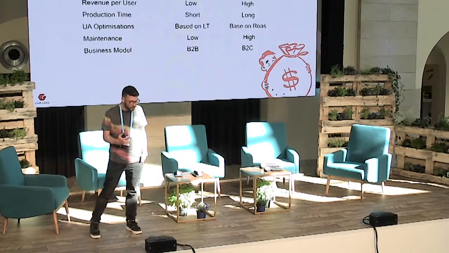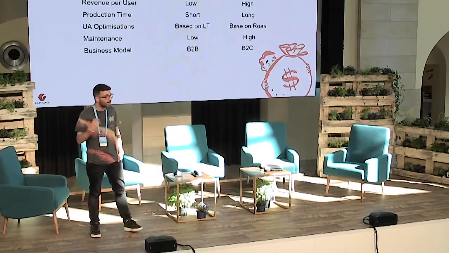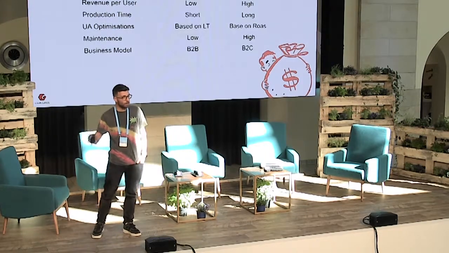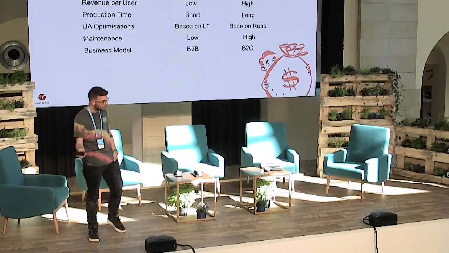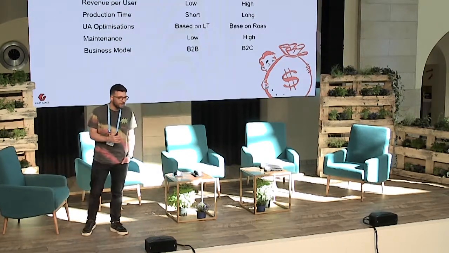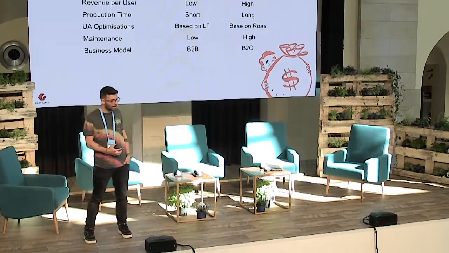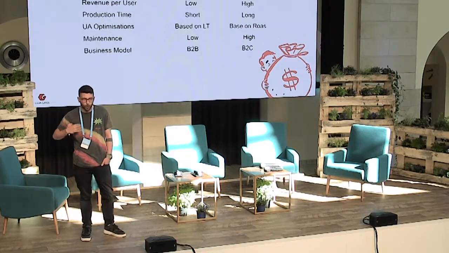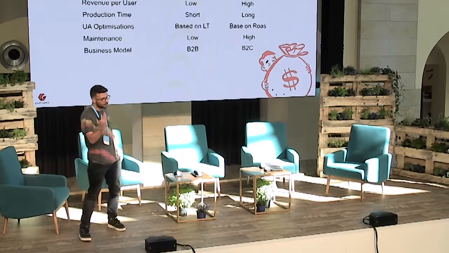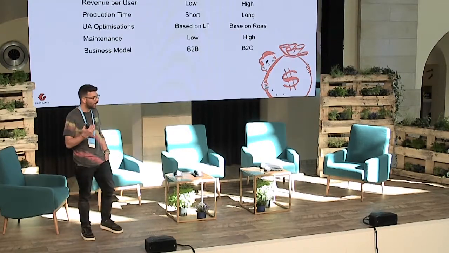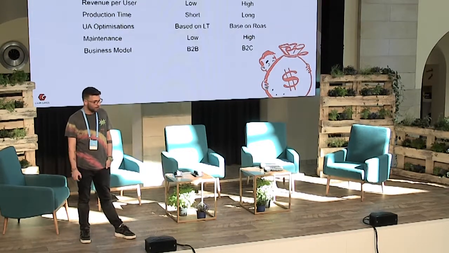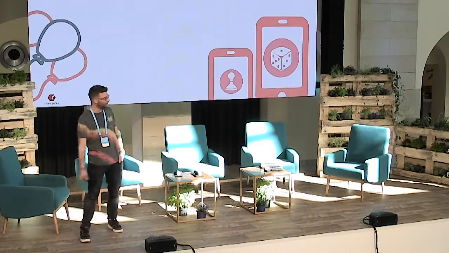UA optimization on ad-based titles is based on lifetime, and on the other side, it's based on monetization, conversion rates, and ROAS. Maintenance, you don't have to do much for ad-based titles. It's quite easy to maintain, but for IAP titles, you always have to create new content for the player. And for the business model, at last, ad-based is B2B, and IAP is a B2C business model. Yeah, thank you.